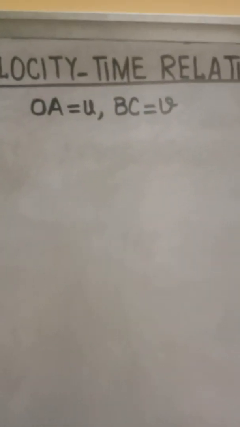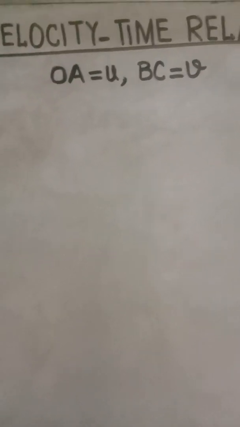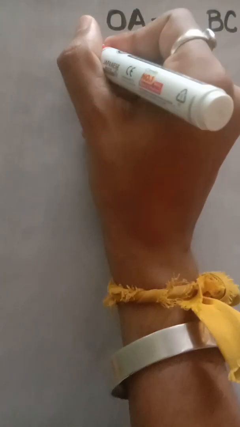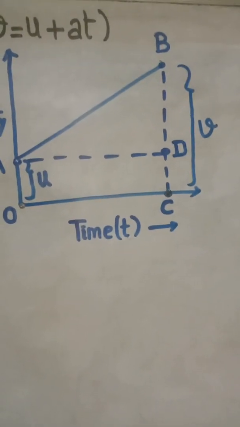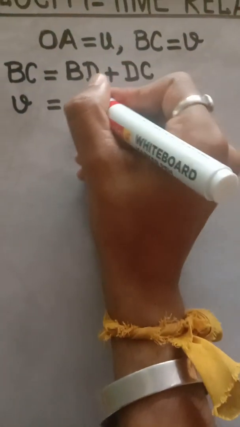Now from this particular equation, what can we assume? See, BC is equal to v. There are two parts of BC, BD and DC. So BC will be equal to BD plus DC. BC, as we know, is v. BD will be considered BD only.